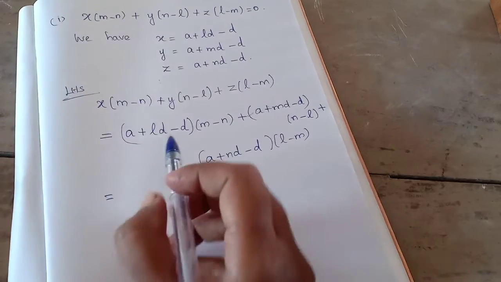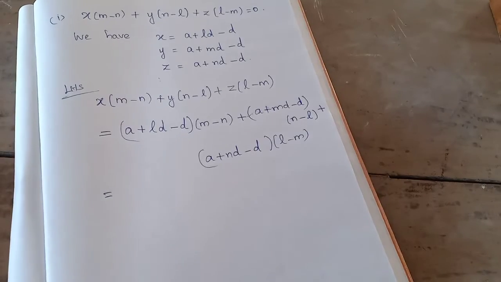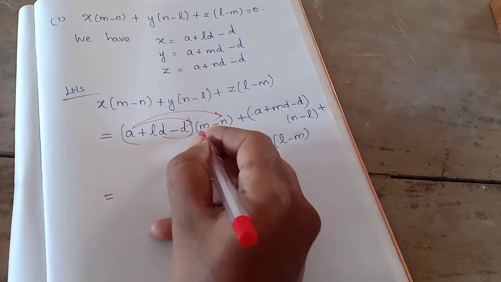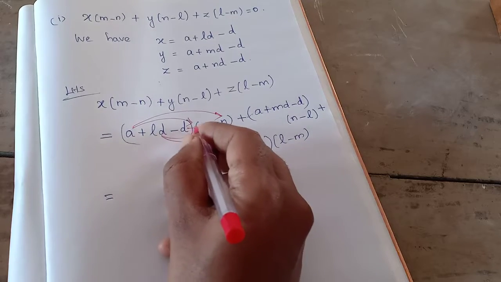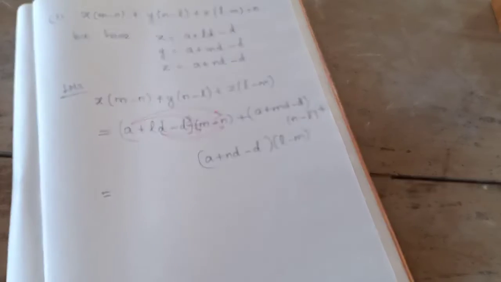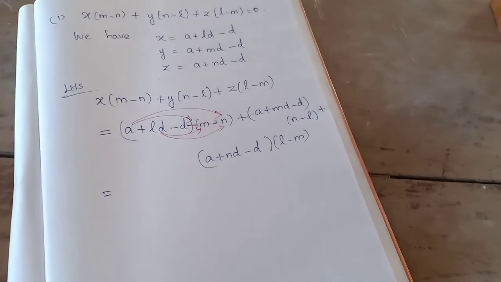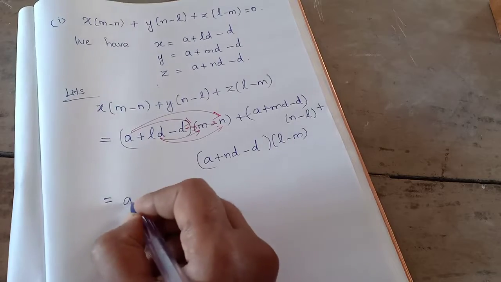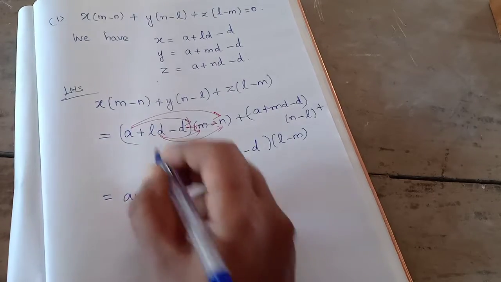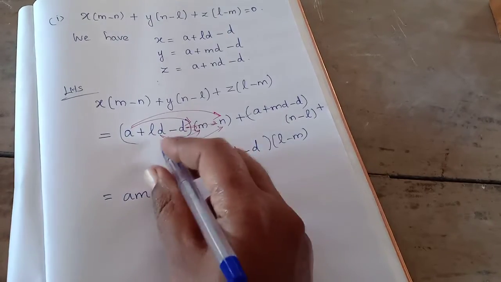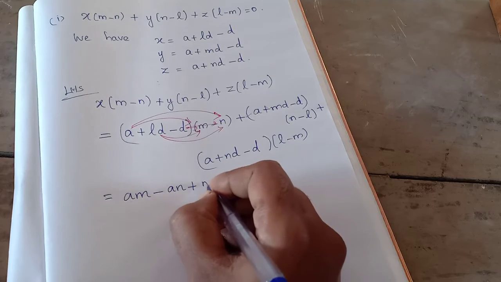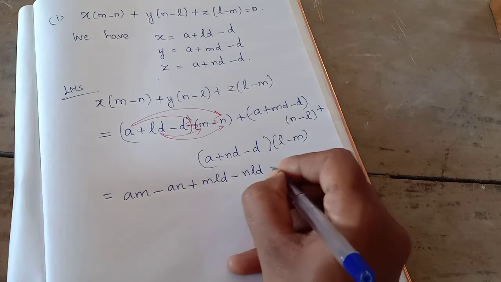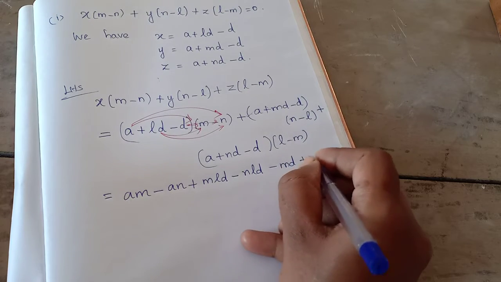Then bracket multiplication. First term into these two terms. First we need to multiply. Then second term into two terms. After that third term into two terms. Got it? So bracket multiplication. Everyone familiar with that concept? Okay, now A into M, AM minus AN. Then here plus MLD minus NLD minus MD plus ND.